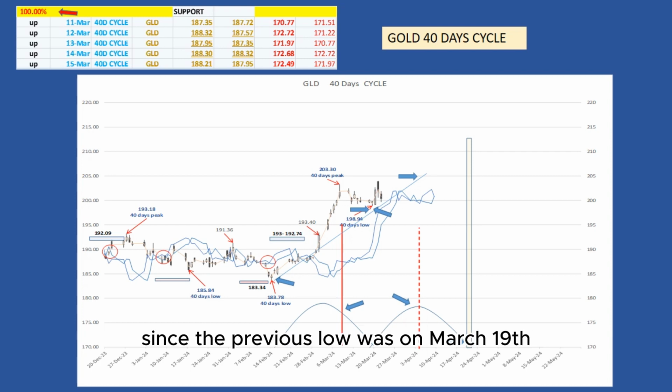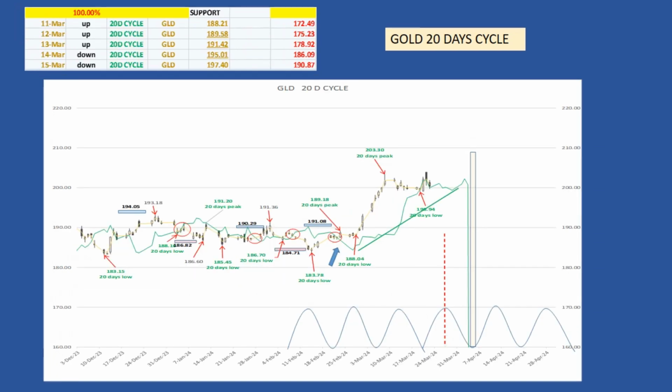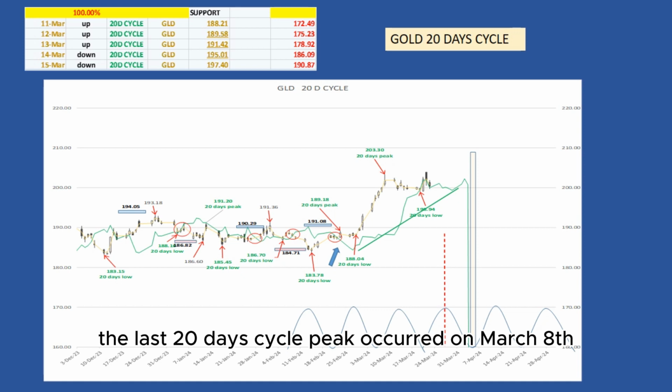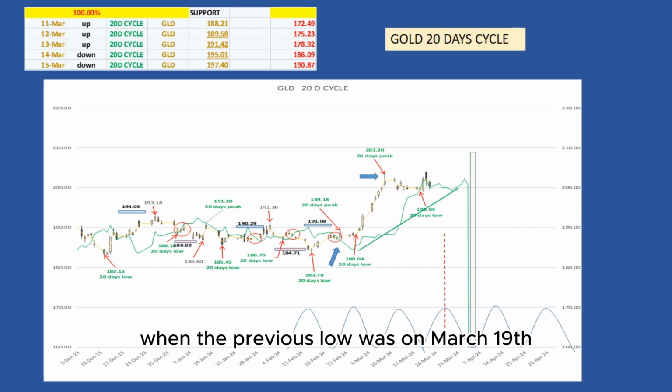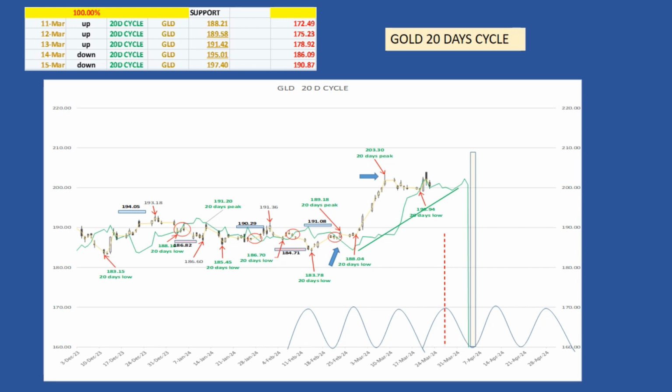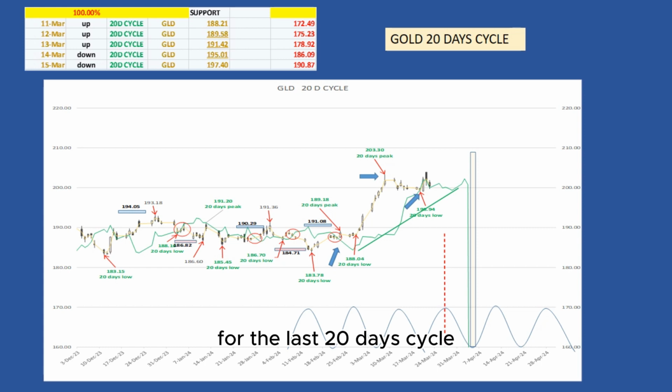Since the previous low was on March 19th, the cycle trend is up. The 20 days cycle. The last 20 days cycle peak occurred on March 8th with a high at 203.30 and the previous low was on March 19th. The gold ETF was supposed to cross below his cycle line for the last 20 days cycle, but instead found support on his cycle line, confirming the gold market is still bullish.